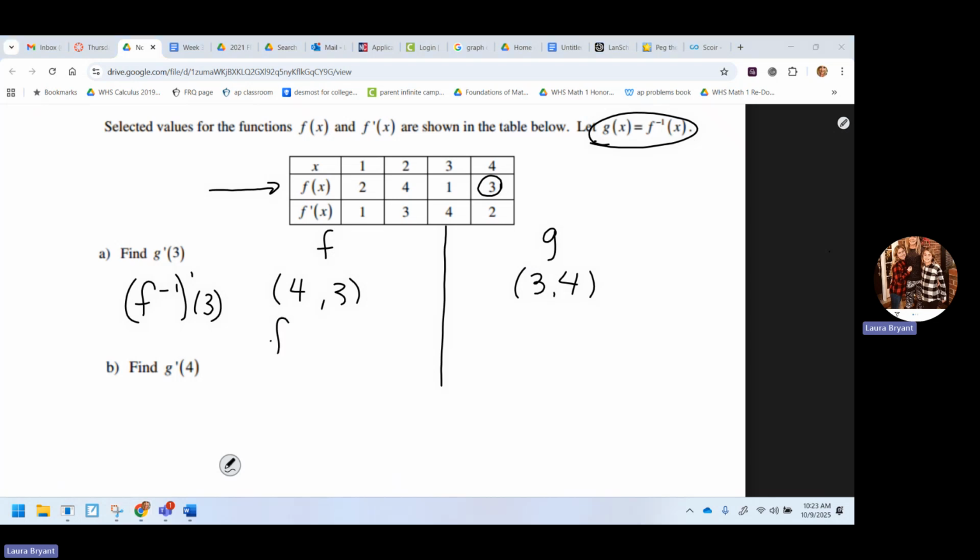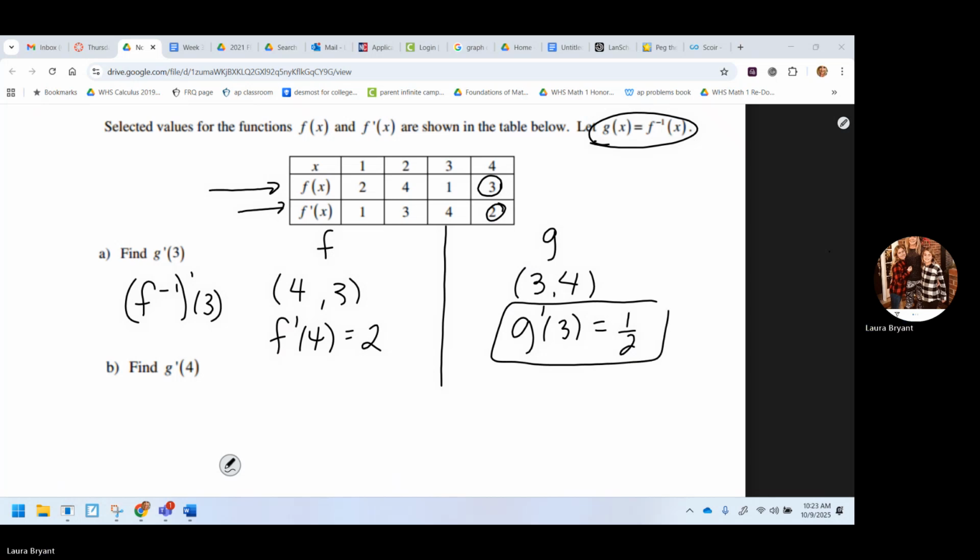Then if I can find F prime of 4, that would be the same thing. So I was finding G prime of 3, and I just flip it over. If I can get the derivative at this coordinate, it'll just be the reciprocal of the derivative at that coordinate. Okay, how do I find F prime of 4? I just use the table. I go to 4, and it's 2. And so this derivative is 1/2. I don't even have to algebraically compute a derivative. I just get it from the table.